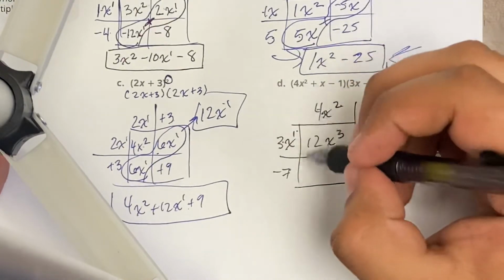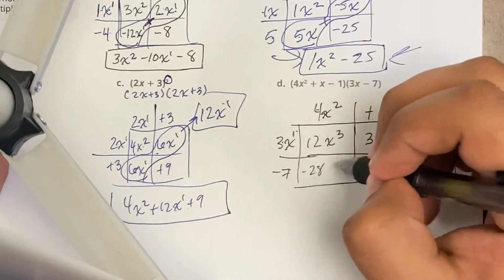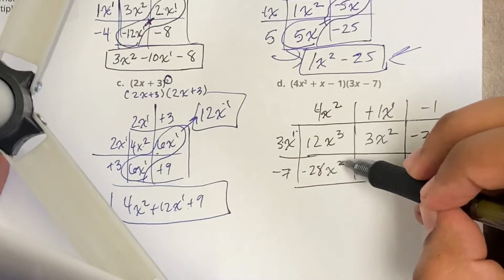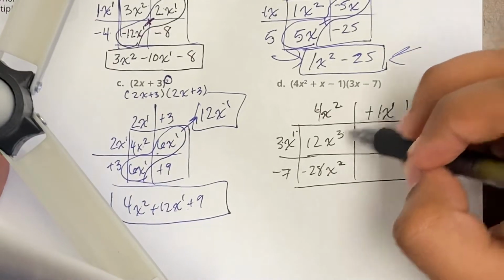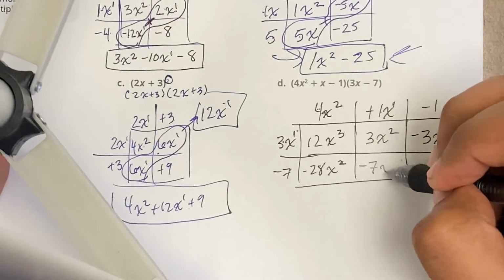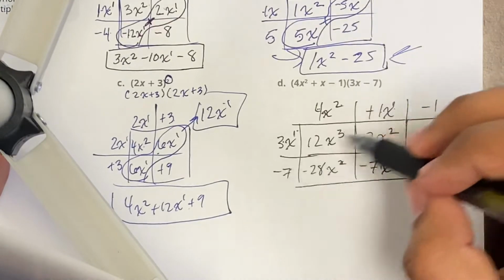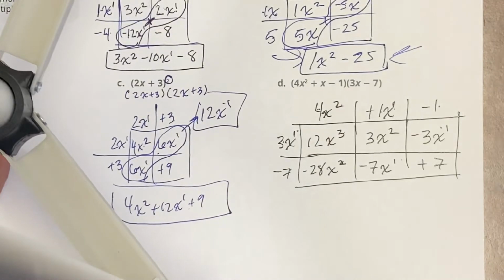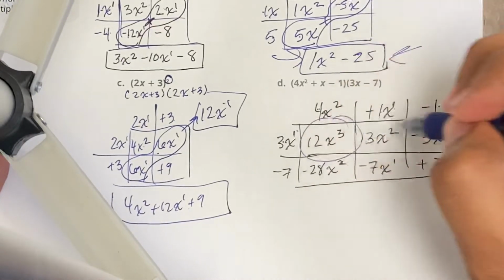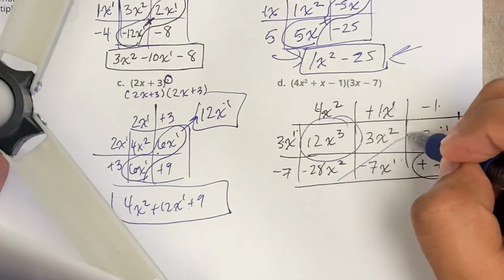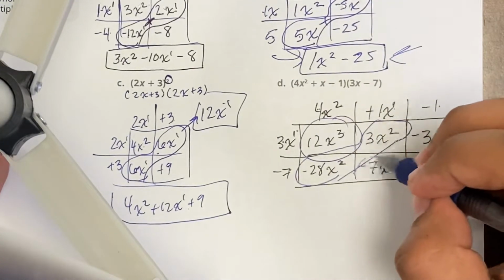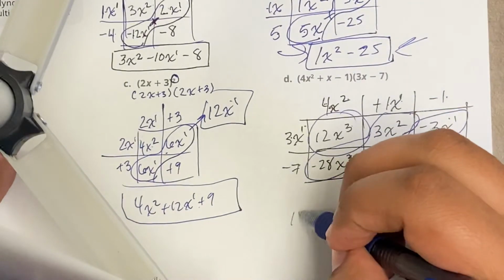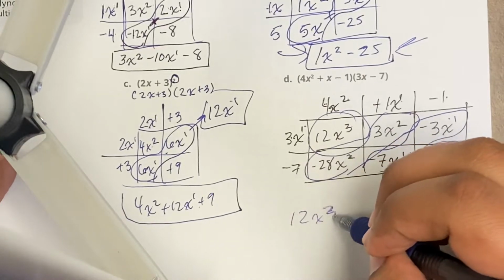4 times negative 7, negative 28. x2, nothing there. Stays x2. As you can see, it's 3, 2, 1. So that means it's 2, 1, nothing. 1, negative 7, negative 7, x1. And negative 7 times negative 1 is positive 7. This is where it's going to get a little crazy. This is an answer. This is an answer. This, you got to add it. This, you got to add it. I made a huge mess, but we're going to be okay.